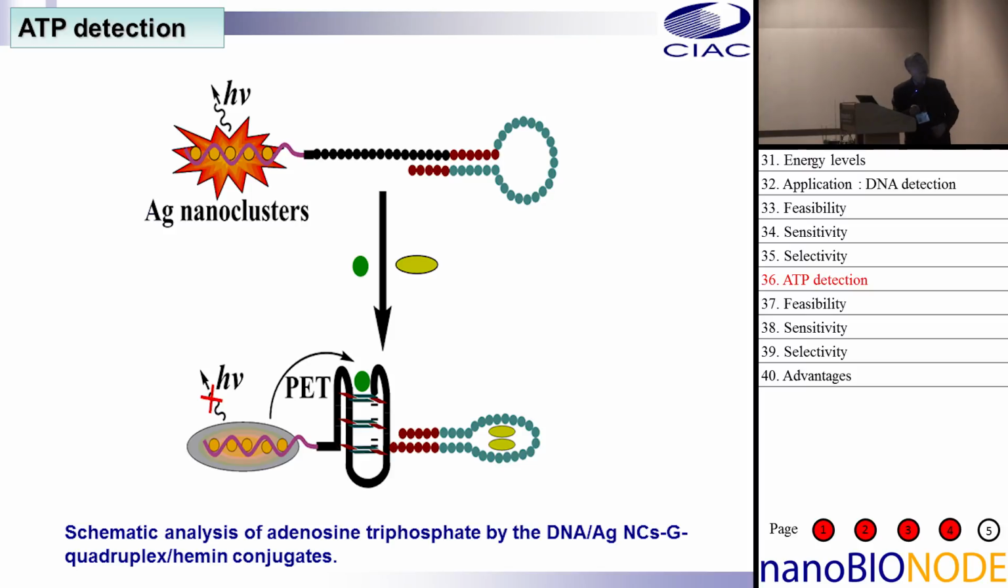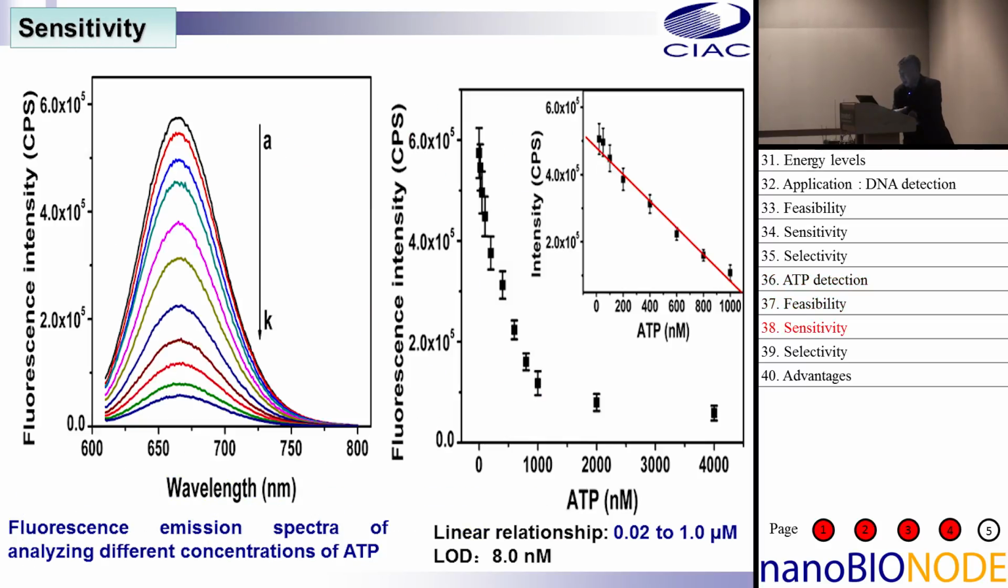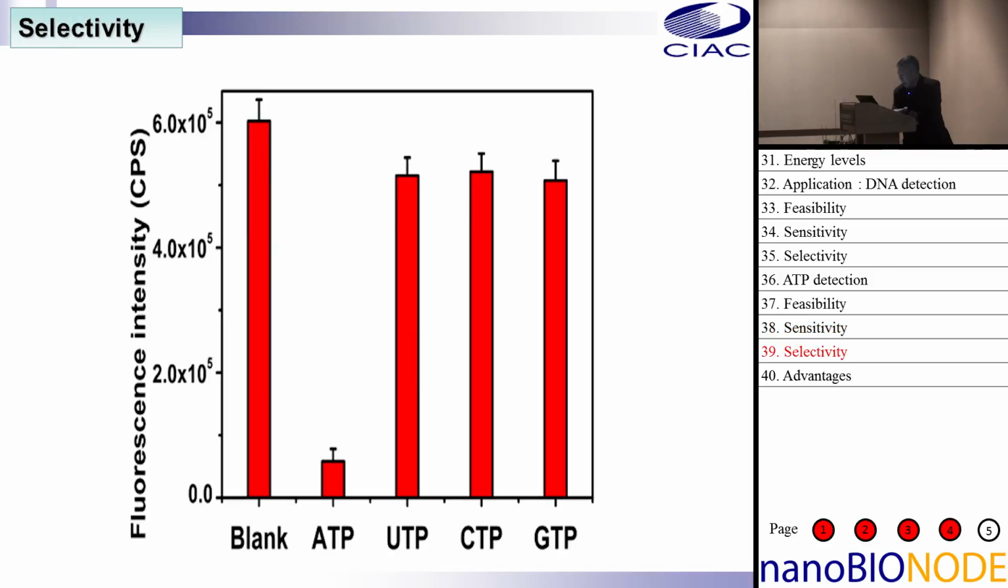Yes, another application is ATP detection, in a similar way. However, in this case, we use the ATP aptamer. So in that case, the hairpin can be broken, and then also we have the photo-induced electron transfer. In a similar way, in this case, we can have the concentration relationship for the determination. And this shows you the specificity. In the presence of UTP, CTP, GTP, we can get little response.